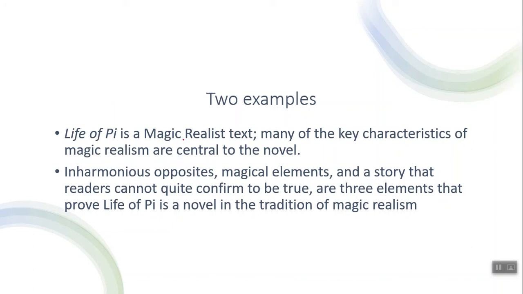The next one kind of cheats and has the three points in a sense. So, inharmonious opposites, magical elements, and a story that readers cannot quite confirm to be true are three elements that prove Life of Pi, I should have it italicized, is a novel in the tradition of magic realism. I'm going to fix that right now.